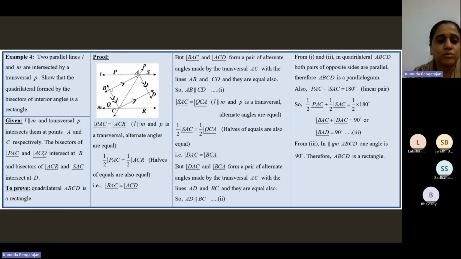Definition. So we proved that this one is 90. We proved this is 90. How? We took this whole angle. This full thing is 180. Angle PAC plus angle SAC is equal to 180. Linear pair. So now divide by 2 on both the sides. This one by 2, this one by 2, this one by 2. It's nothing but half. Dividing every term by 2. Half of PAC plus half of SAC is equal to half of 180.